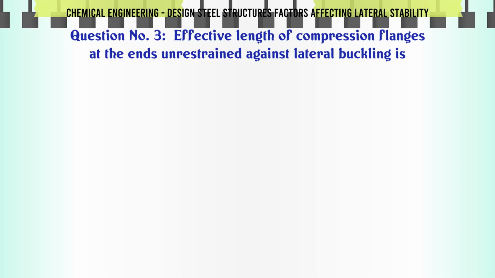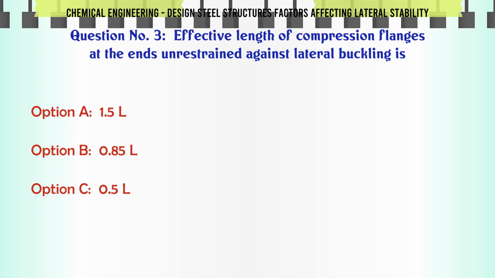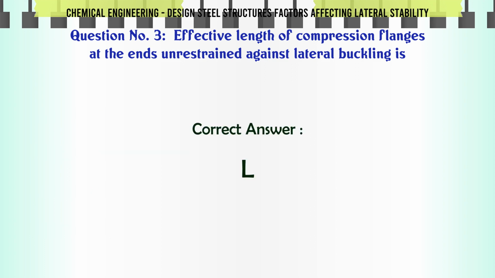Effective length of compression flanges at the ends unrestrained against lateral buckling is: A. 1.5 L, B. 0.85 L, C. 0.5 L, D. L. The correct answer is L.